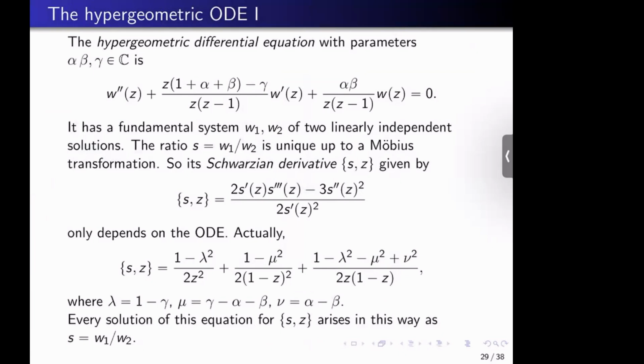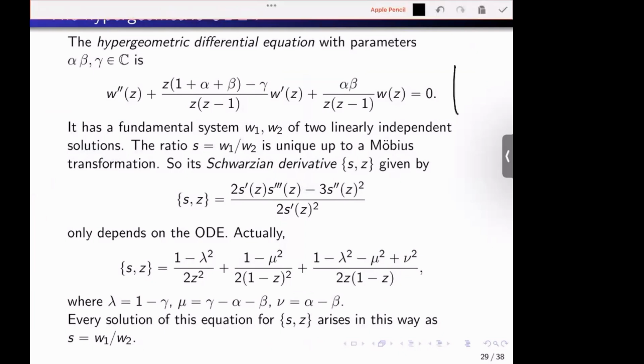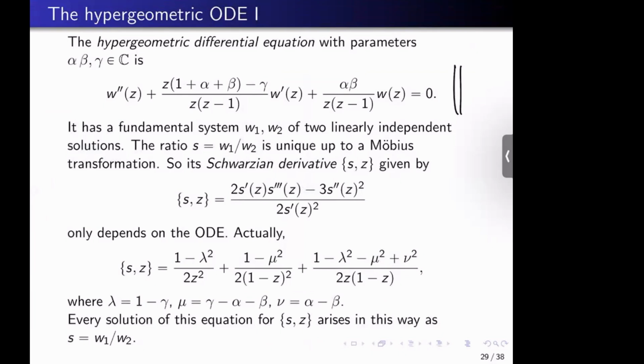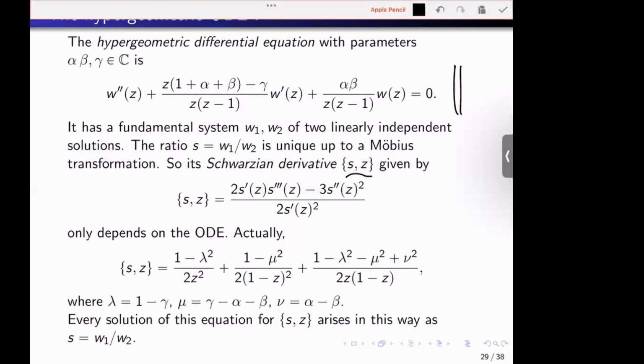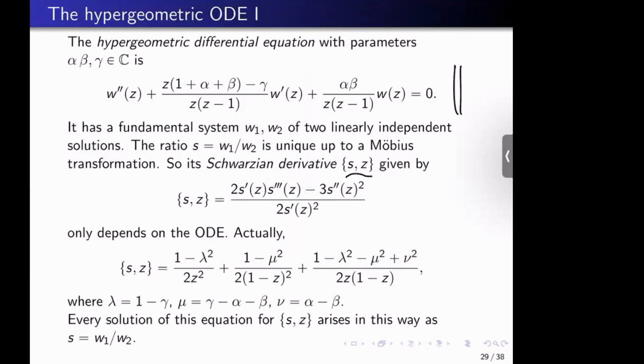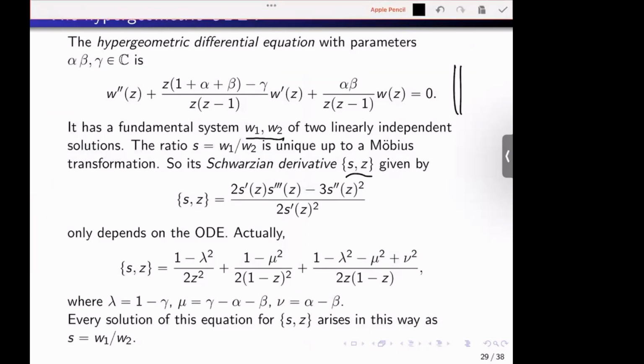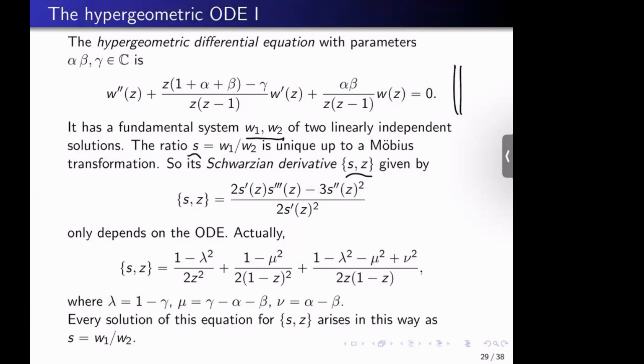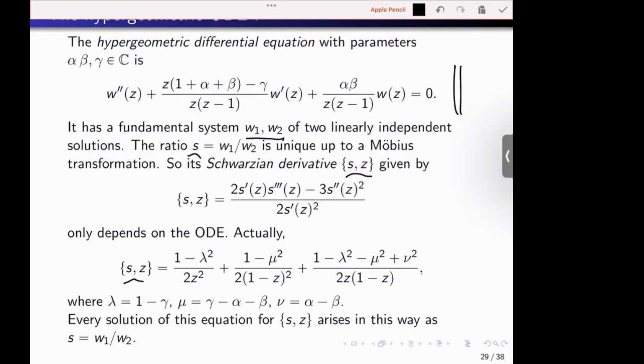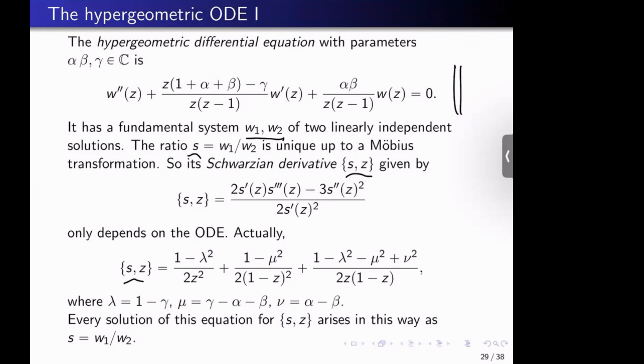In order to tell you how you go about this, I have to talk about one more thing, namely the so-called hypergeometric differential equation. This is a second order linear differential equation where you see some parameters here. And this is closely related to what is called the Schwarzian derivative. Namely, one can show that if you take a fundamental solution of this differential equation and look at the ratio, then this ratio actually has a Schwarzian derivative that can be explicitly computed from the coefficients of the hypergeometric equation.